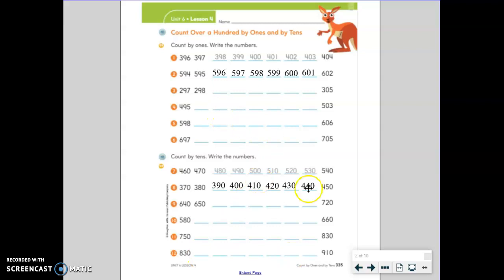So if we take a look at page 335 in our workbook, we are counting by ones. So 396, 397. If I get one more one, I'm at 398, then 399. Once I hit 99, I know my next number is another 100. So if I have 300, it's going to be 400. Then another one would be 401, 402, 403, 404.